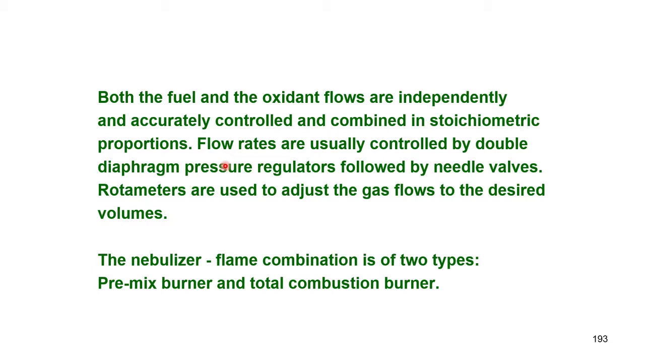When you buy an atomic absorption spectrometer, you need 2 cylinders. One is the acetylene cylinder or fuel cylinder, another is compressed air. So, the cylinders' flow and the compressed air flow are connected to needle valves, and needle valves are connected to rotameters, so that they can be adjusted to the desired volumes. The nebulizer and flame combination is of 2 types. One is premix burner, another is total combustion burner.